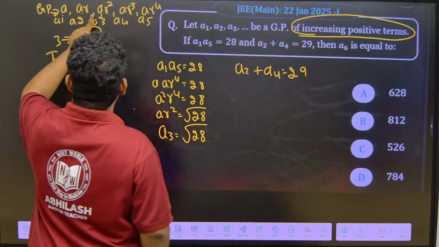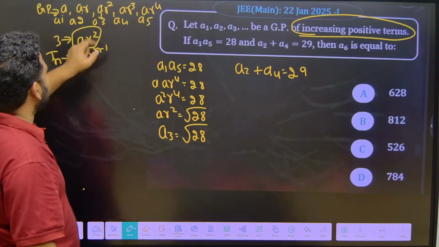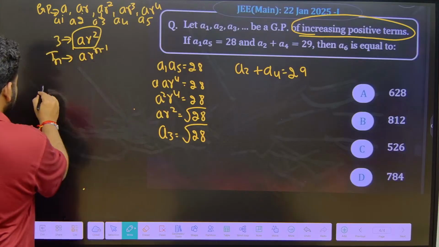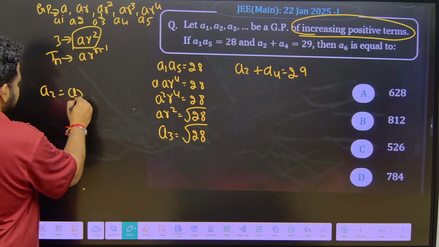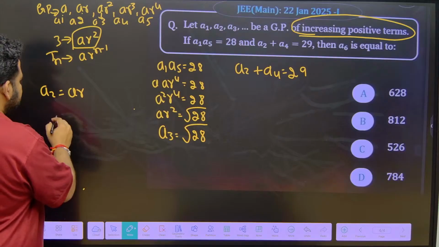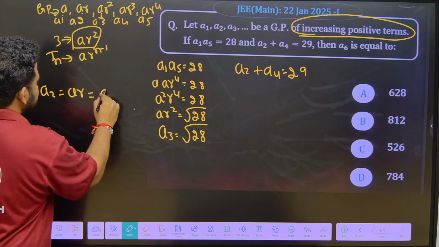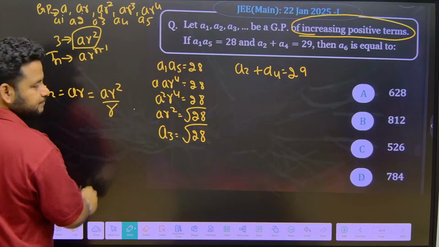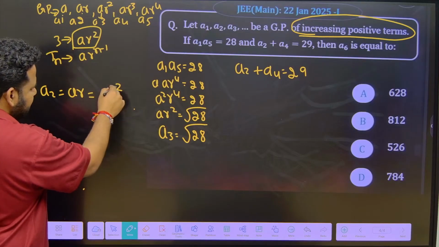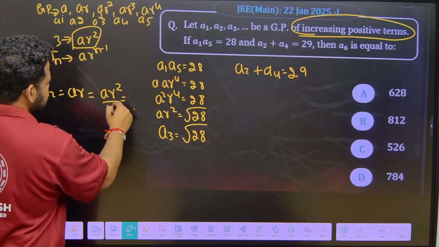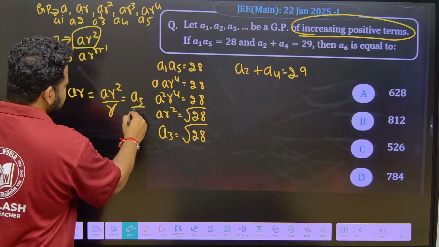So A2, this is A2 in terms of A3, how can I write it? A2 is equal to AR. I want it in terms of A3. So I can write it as AR squared divided by R. No, obviously this will become AR itself, since R and R will cancel. So I can write it as A3 by R.